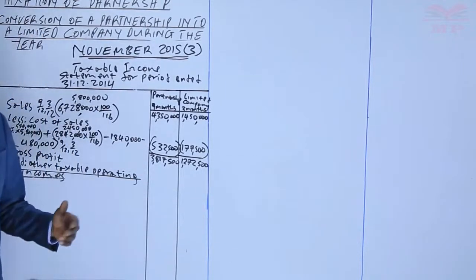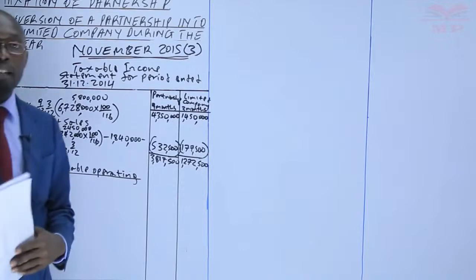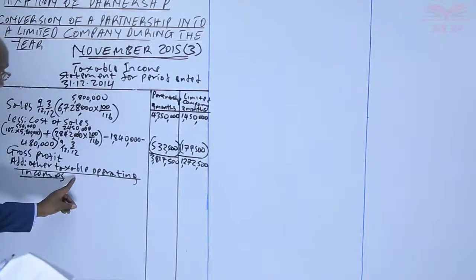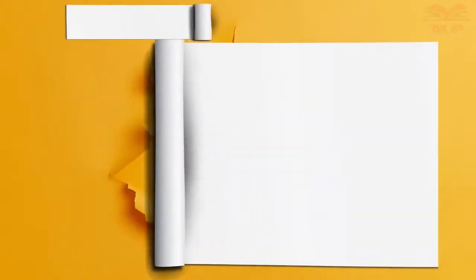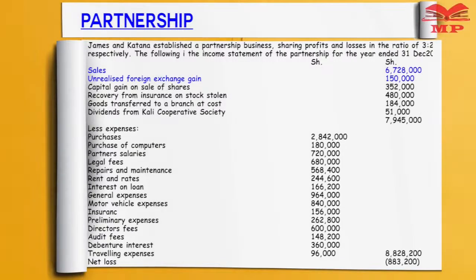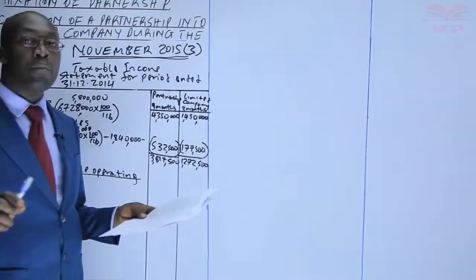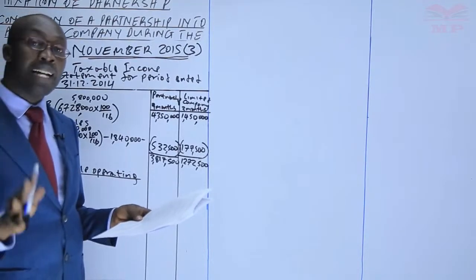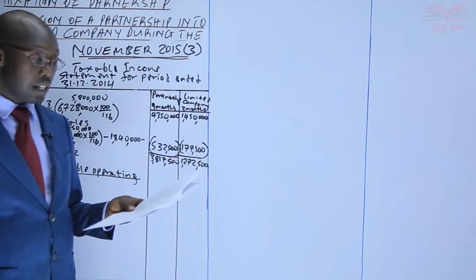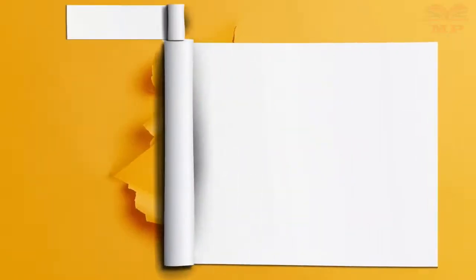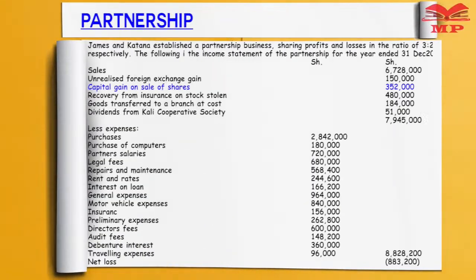So we need to go through the question and determine if the items are taxable operating income. The incomes are in the income statement after the sales, where we have unrealized foreign exchange gain. Unrealized foreign exchange gain, we said we don't usually tax. We only tax realized, or if it is silent, just realized foreign exchange gain. The other one is capital gain on sale of shares. Shares are investment, so not operating.